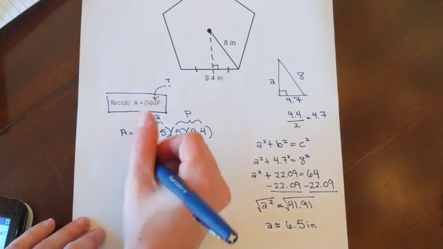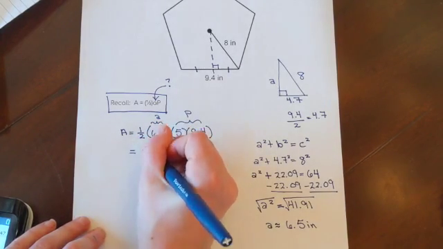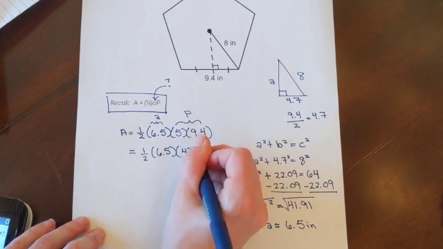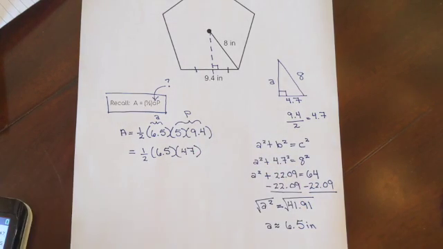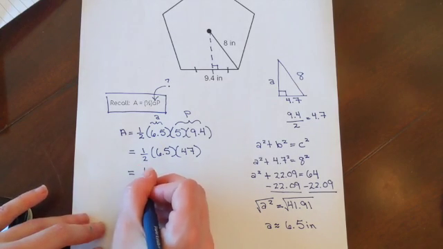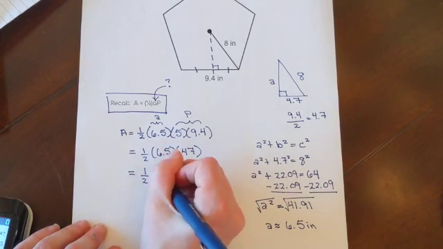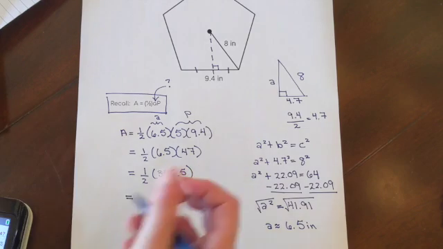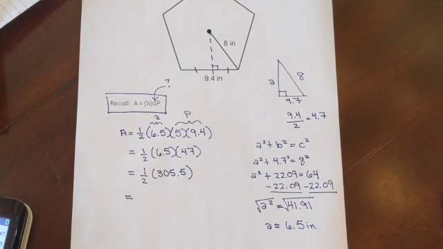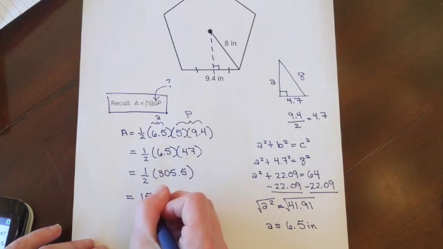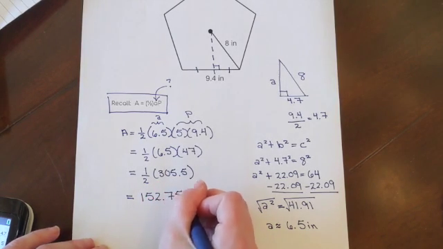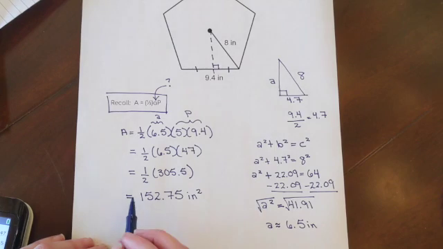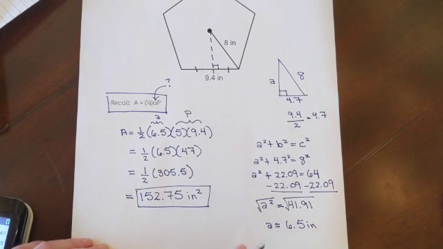All right, let's go ahead and simplify. So we have 1/2 times 6.5, and 5 times 9.4 gives me 47. And if we continue to solve, we have 1/2 times, and then 6.5 times 47 gives me 305.5. But when I divide that by 2 or multiply it by 1/2, our final answer should be 152.75 inches squared because we're talking about area. And that's my final solution.